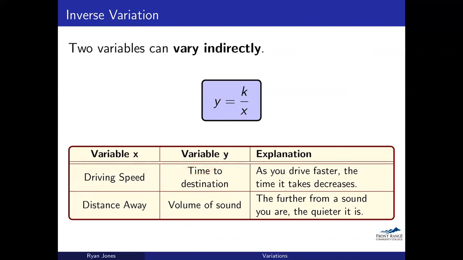Let's look again at variable x being the distance away from someone and the volume of the sound that you might hear from them. So if you increase your distance that you're away from someone, that's going to decrease their volume that you hear them at. The further you are from that sound, the quieter it will be, and vice versa as well. So these are examples of varying indirectly. We'll call this inverse variation, and this is our formula right there, that y equals k over x.